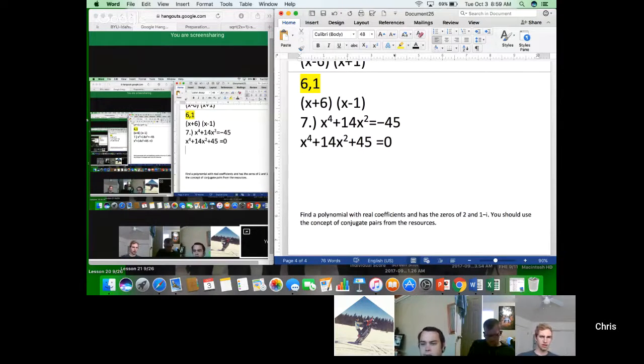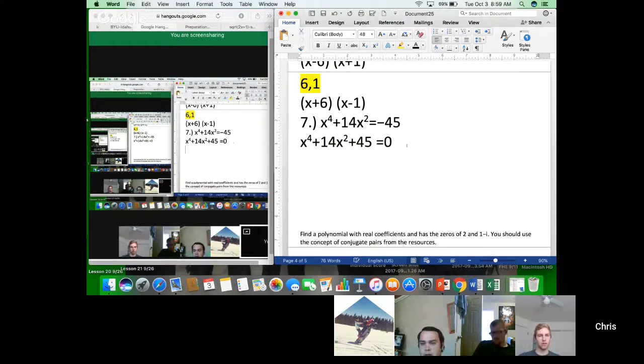Can't we just factor that out? Let me just check. We might be able to. Because you'd have x squared plus some number times x squared, that'd give you your x fourth. I don't know if there are any numbers that add up to 14 and multiply to 45. 9 and 5 add to 14 and multiply to 45. Yep, you'd be correct. That would be correct. Plus 9.